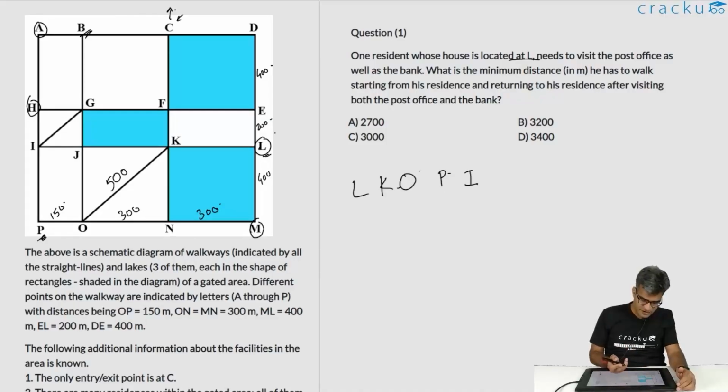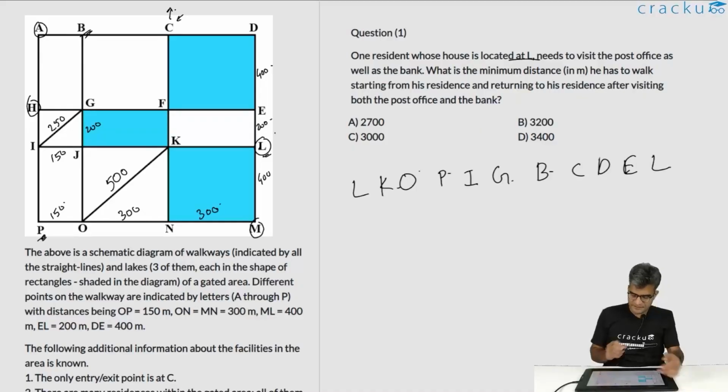What is the length of the hypotenuse? That will be, this is 150. This is 200. So this will be 250. From I, he will go to G. Then he will go to B. From B, he will go to C, D, and finally, he will go to E and L. So we have to calculate the total length for this.